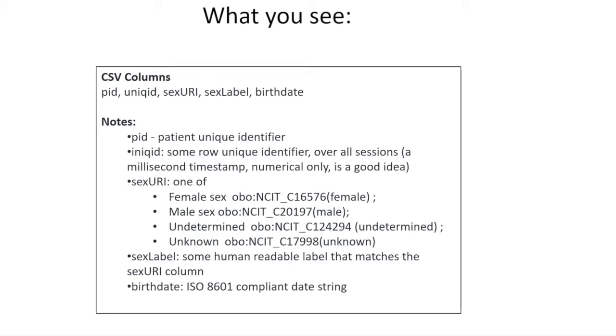So the sex URI, and we limit what the possible responses are, which are female, male, undetermined, and unknown, all of these terms from the NCIT. And then the next column is sex label, which is human readable, but of course you'd want it to match the sex URI. And then finally an ISO 8601 compliant date string for the birth date. So that's what you see, the instructions for a CSV file, and you must then generate a compliant CSV file. And you put that into a folder, and that's all, right?